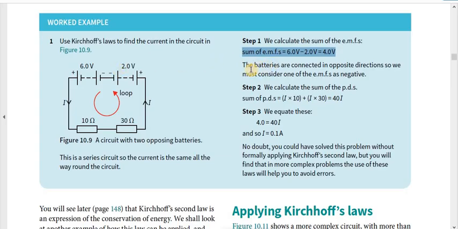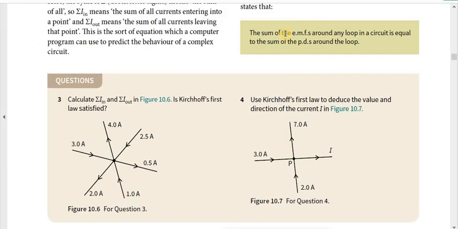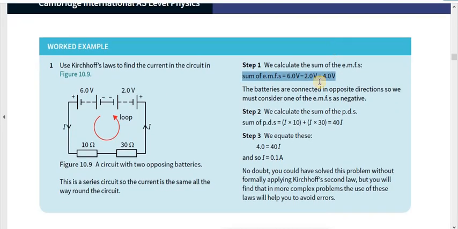Kirchhoff's second law states that the sum of EMFs is equal to the sum of potential differences around a loop. Now let's apply Kirchhoff's second law to find the current. We can call the current I, and this is the loop we have. So we are going around this. You see, it's a loop. The batteries are connected in opposite directions, so we must consider one of the EMFs as negative. And that's why we subtract. That's why we get the difference here.